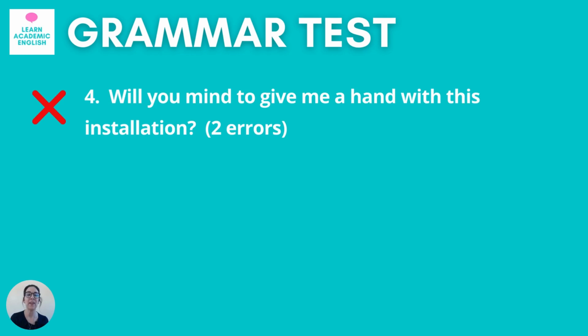Number 4. Will you mind to give me a hand with this installation? There are 2 errors in this one. So this is an intermediate grammar point. If you have learned grammar at the intermediate level, you should be able to figure this out. So pause the video, and then when you're ready, let's go to the answer.